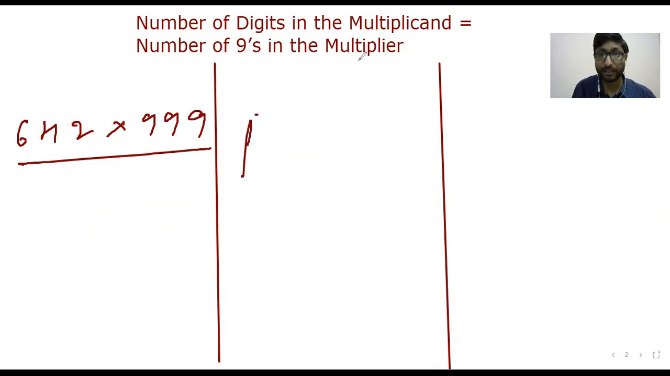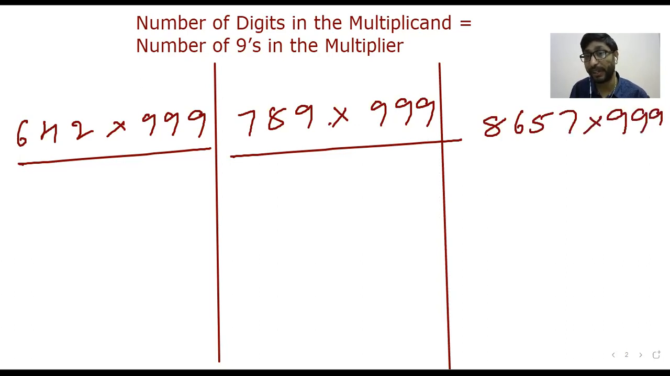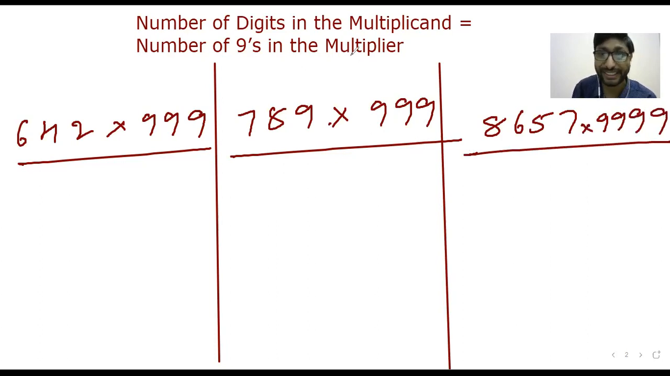Okay, 3 digits and 3 digits. See, 3-digit multiplication is more difficult than 2-digit multiplication. Am I right? If you are doing 3-digit multiplication, you will get 3 steps, right? And I'm going to show you a 4-digit multiplication also, in one step.